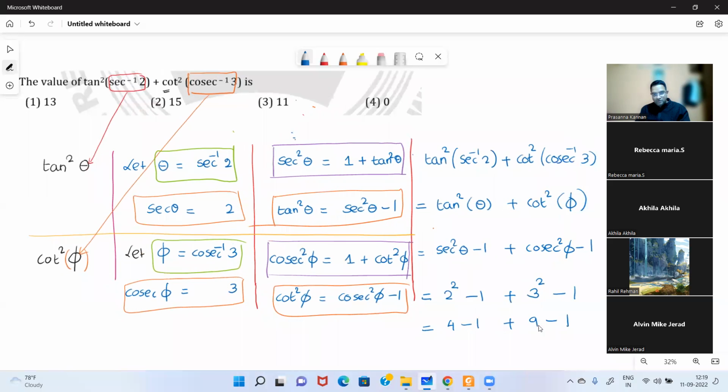Yes, sir. So what is it? 4 minus 1 is 3. 9 minus 1 is 8. 3 plus 8 is what? 11, which is the third option. Are you clear with how to solve this? Yes, sir. You can just note it down now.